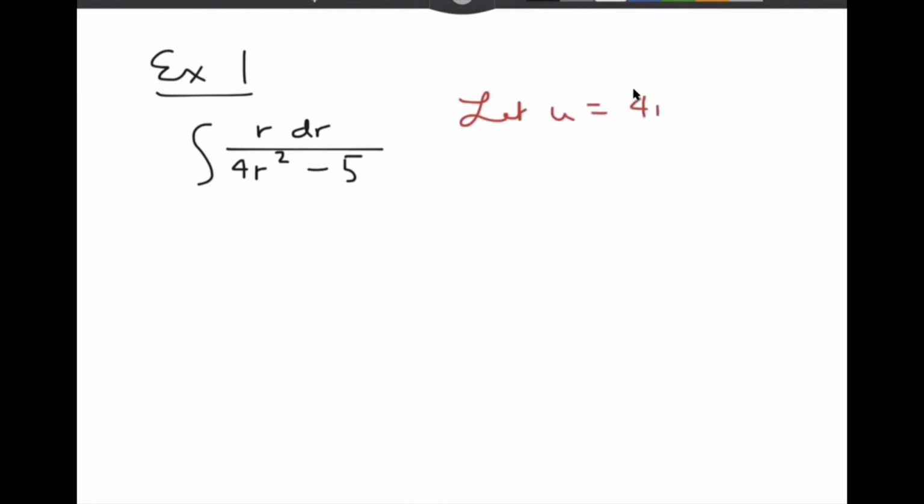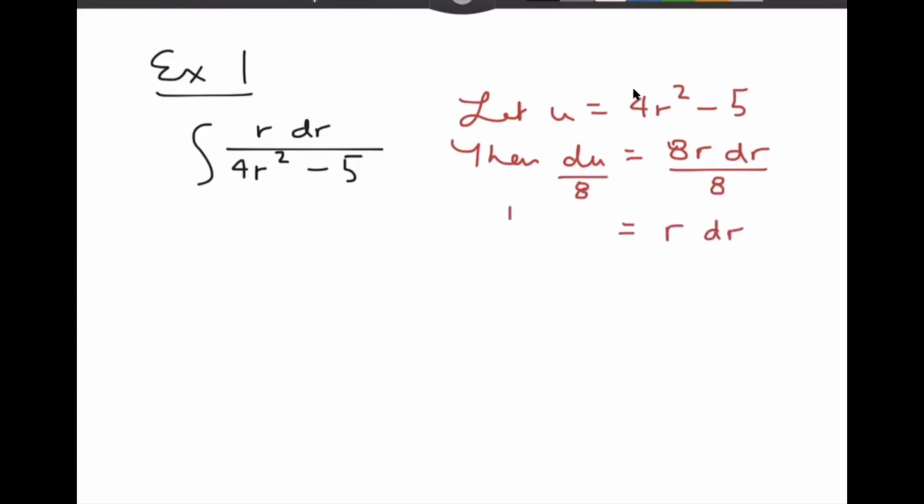So in this case, we're going to let u equal 4r squared minus 5, which would mean that du is 8r dr, right? But I don't want an 8r dr. I just want an r dr. Sorry, I had to get that out of my system. So the way that I deal with that is I divide both sides by 8, which means that when I go to replace this r dr, it's going to be replaced by 1/8 du.